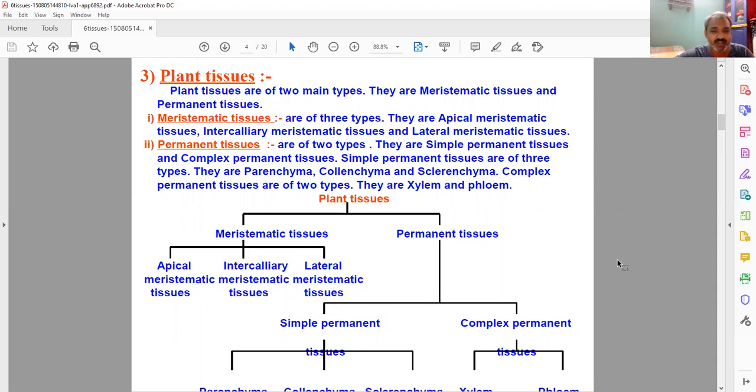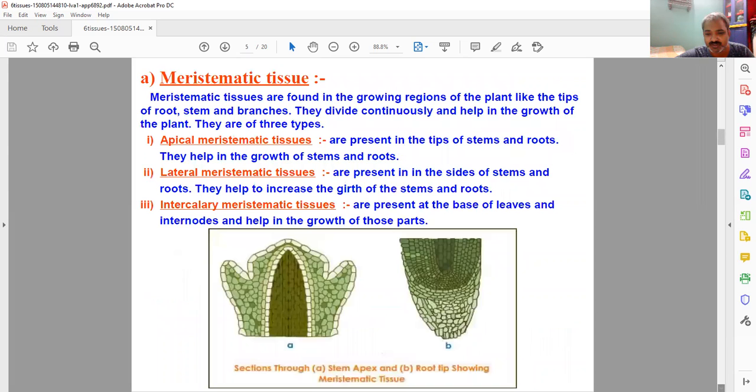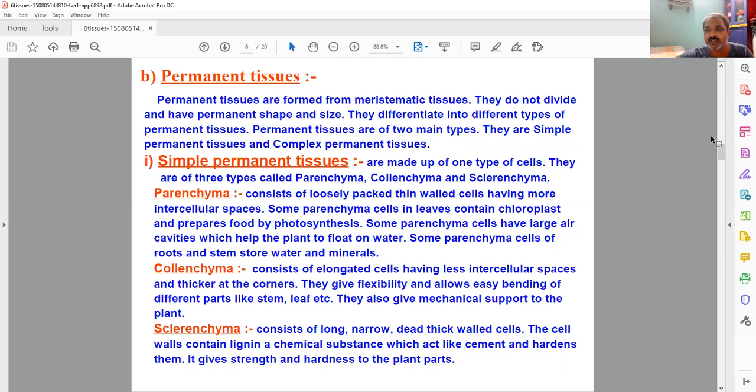Now plant tissue can be divided into two parts: meristematic tissue and permanent tissue. Further, meristematic can be divided into apical, intercalary and lateral. We have already discussed this in the previous videos, so this is just a revision video to remind you. The permanent tissue can be divided into two: simple permanent and complex. Simple means they have one type of tissue, and complex means three to four different types of tissues are there in a group of cells or tissues.